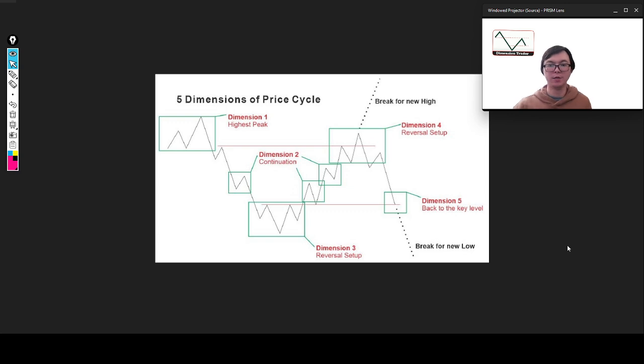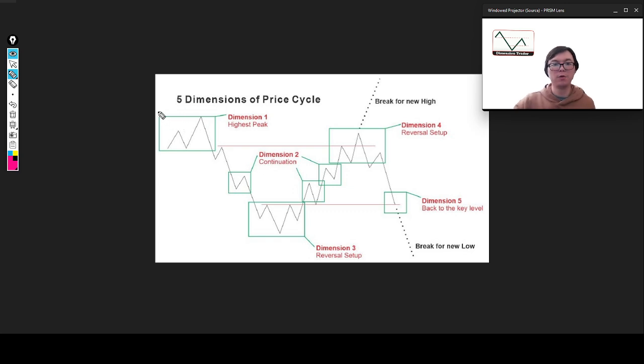Okay, so today is the weekend. We are going to review what is the 5 dimension of price cycle and review the past week's price activity for each pair to see if we have any match. Quick overview of the 5 dimension price cycle. Let's explain this real quick.